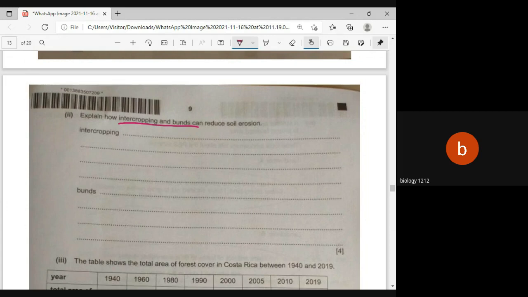Now, how intercropping works: inter means different, right? Within the same area, you have different crops, and you change them according to the seasons. When you change the crop according to the season and mix them, they can hold the soil properly so that there is no soil erosion. Moreover, they can absorb more water. When such plants absorb more water, they hold the soil properly and it will not allow soil erosion.